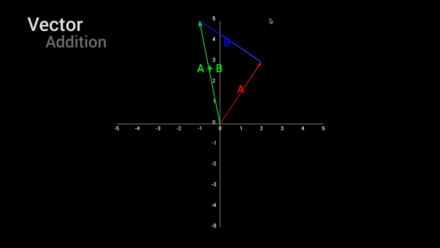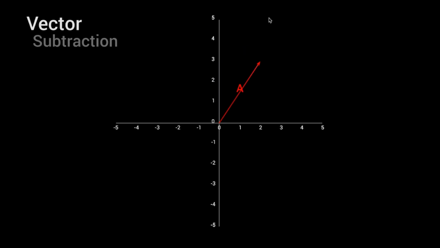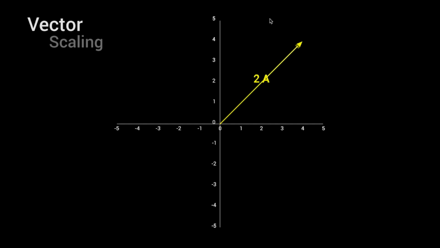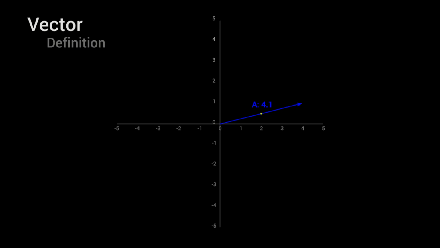In this episode, we are going to explore the basics of vectors and understand how vector operations like addition, subtraction, and scaling work visually. Let's begin with the core idea. What is a vector? A vector is something that has both magnitude and direction.